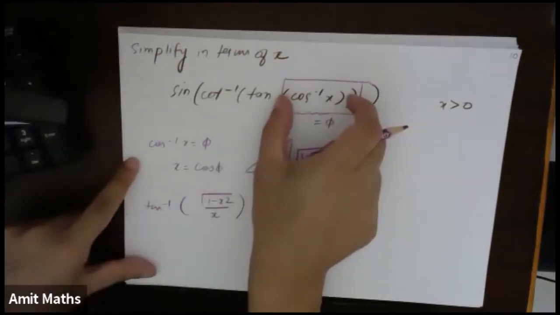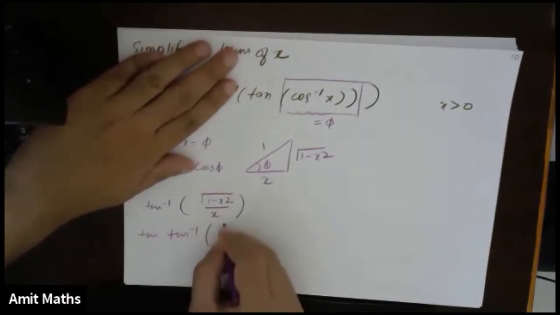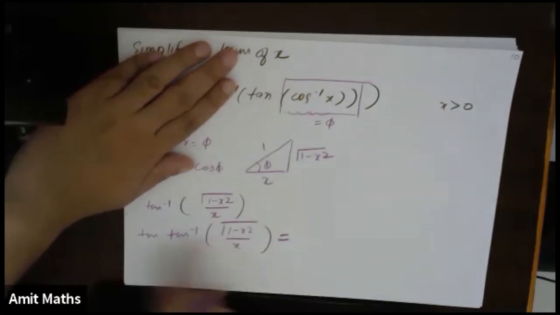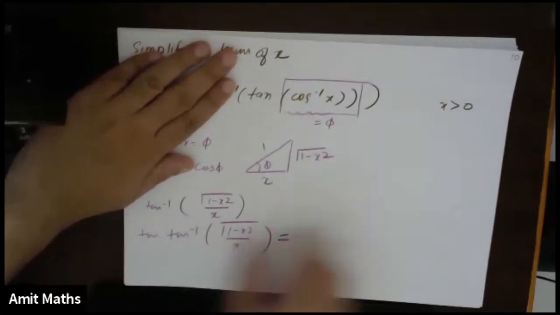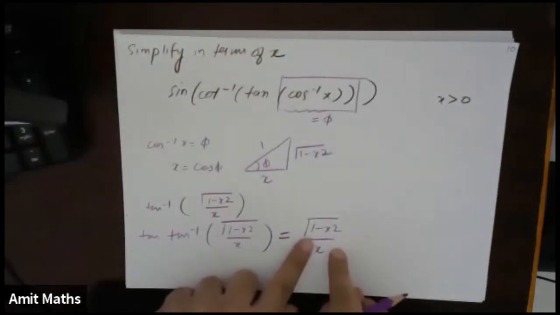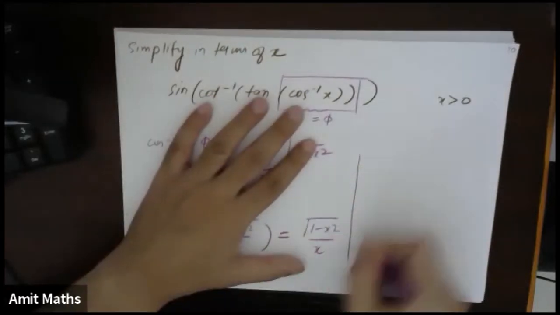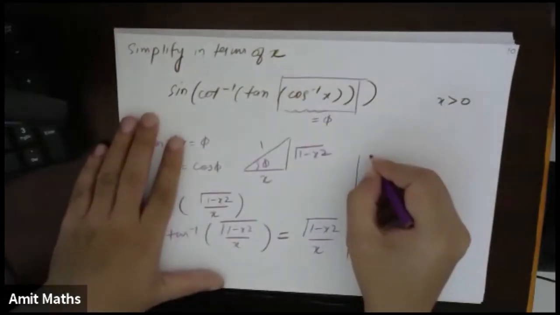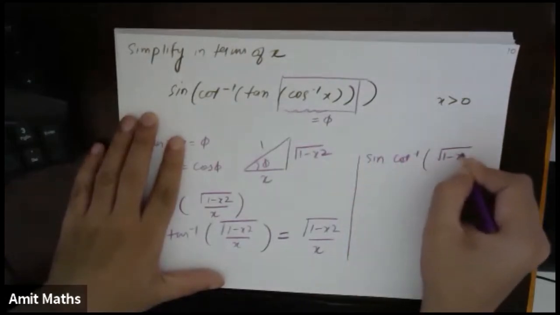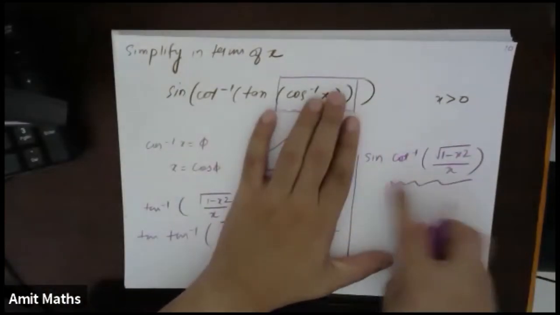So when I substitute this in here, it becomes tan inverse of root of 1 minus x square by x, which is nothing but cot inverse of x by root of 1 minus x square, because the tan inverse of something comes outside as cot inverse. So now this whole thing converts into sine of cot inverse of root of 1 minus x square by x. Again, I will try to write this in terms of sine.